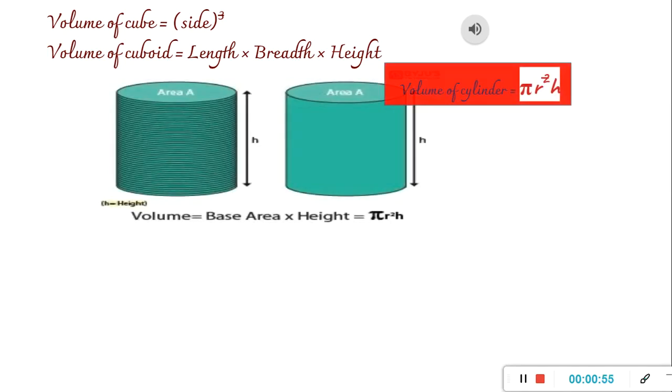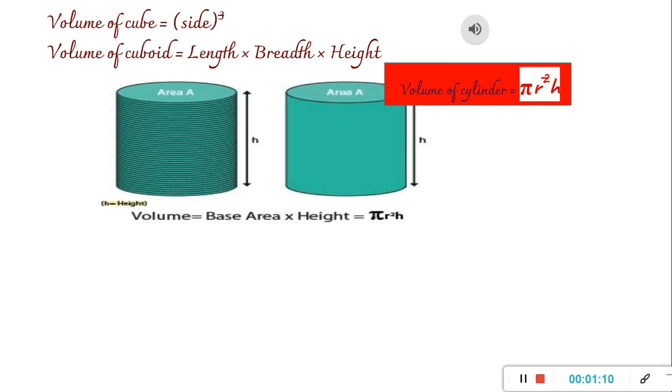The same way, the volume of a cylinder. What is the shape of the base of a cylinder? The base would be in circular shape, right? So what is the area of a circle? That is pi r square. And what is remaining here? Height. In a cylinder, the height and base area are there, right?